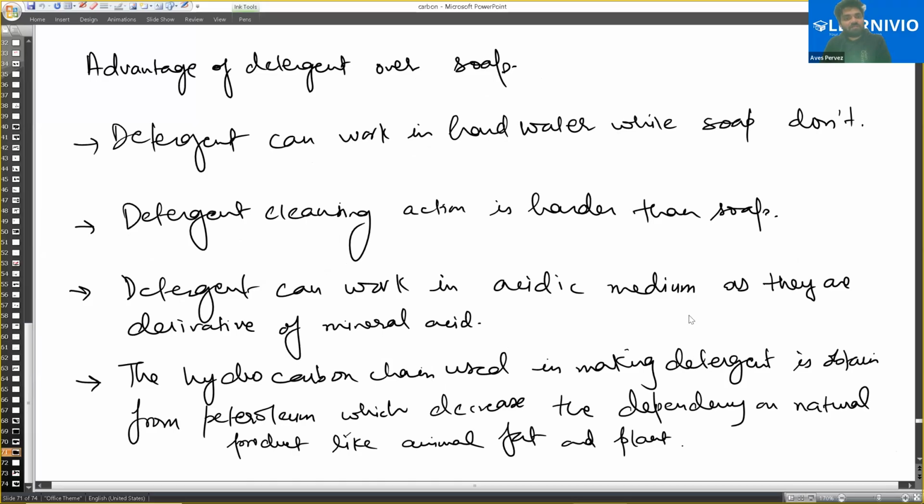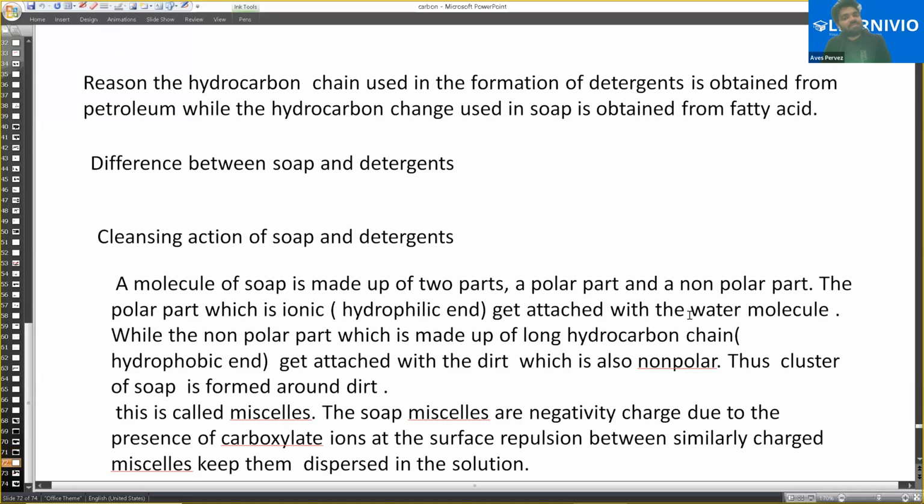Have you taken the screenshot of this one? Yeah, this one I did also, and this too. Oh, very good. You are so sharp. So you have noted each and everything. And this one also, cleansing action. Yeah, and this one also.